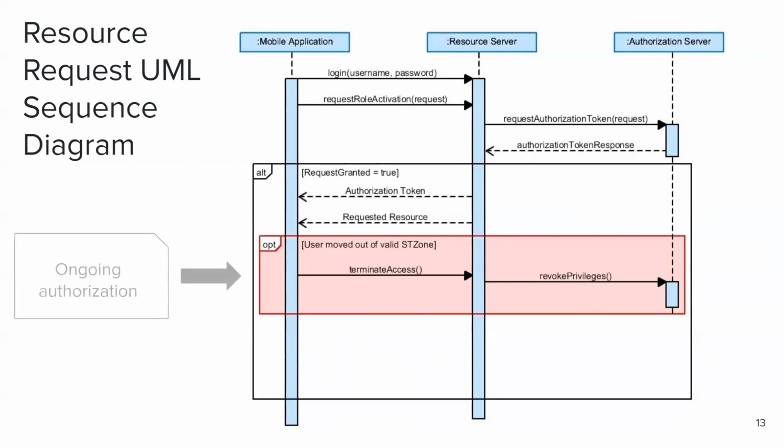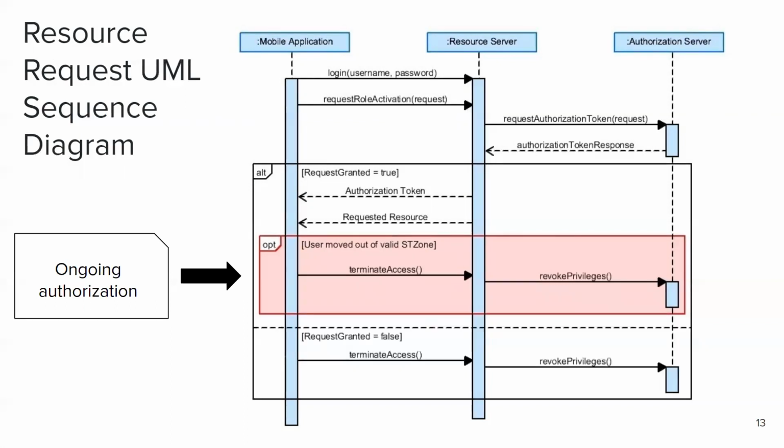And the reason this happens is because there's an ongoing process of authorization occurring here, where the system will constantly be checking to make sure that a user is in a valid time and a valid location. So if they ever leave a valid time or a valid location to somewhere that is invalid, the system will detect that and it'll revoke their access to resources until they return to a valid time and location.